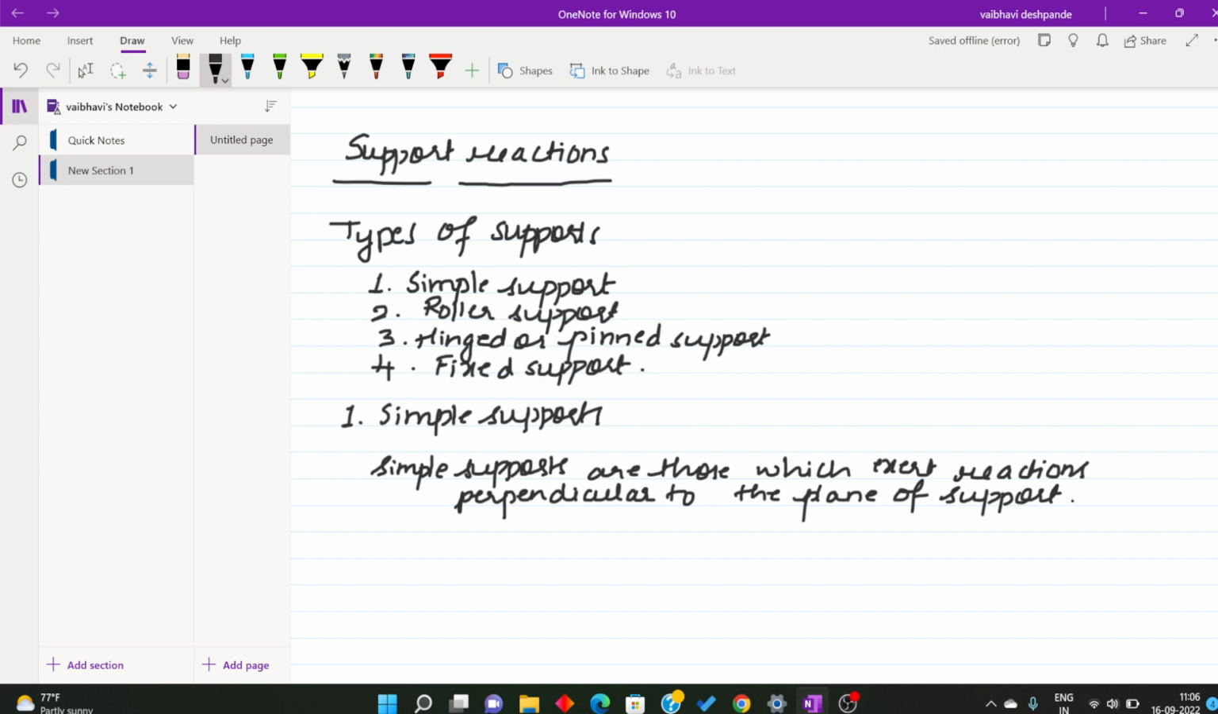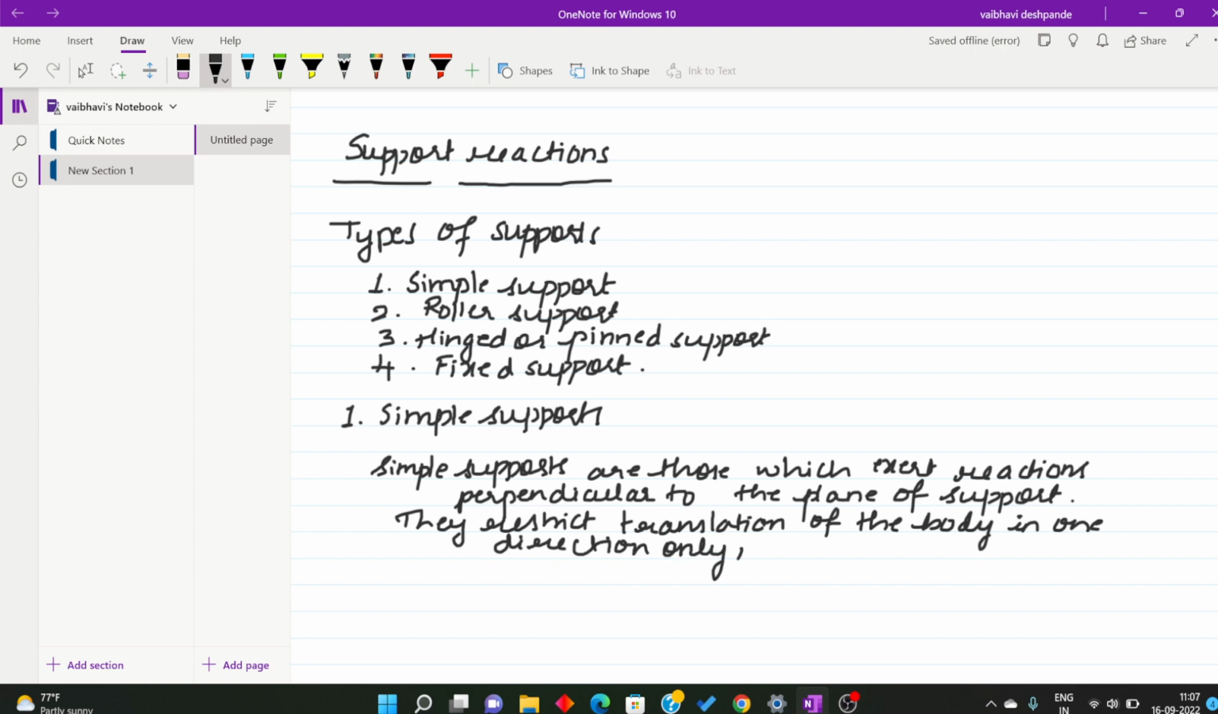They restrict translation of the body in one direction only, but do not restrict rotation. Okay, so these are the simple supports.